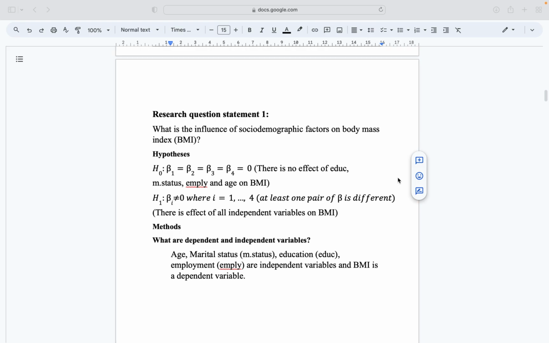My research question number one is, what is the influence of social demographic factors on body mass index? My hypothesis is stated below: there is no effect of education, marital status, employment, and age on BMI. So what are my dependent and independent variables? My independent variables are age, marital status, education, and employment. And the dependent variable is BMI.